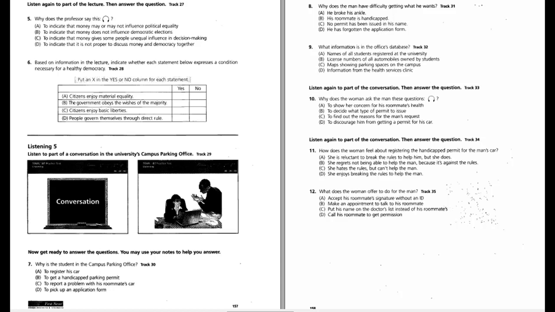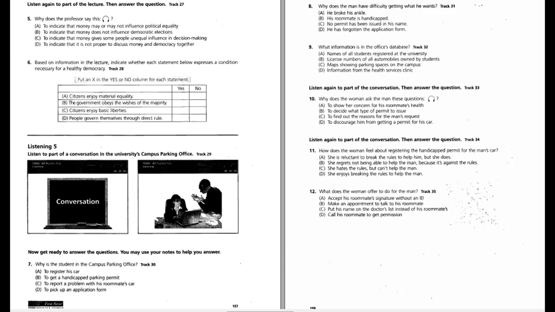Listen again to part of the conversation, then answer the question. Have him sign it and write down the license plate number of your car. I mean, though technically it should be his, I suppose it doesn't really matter who owns the car. So he wouldn't have to come in?